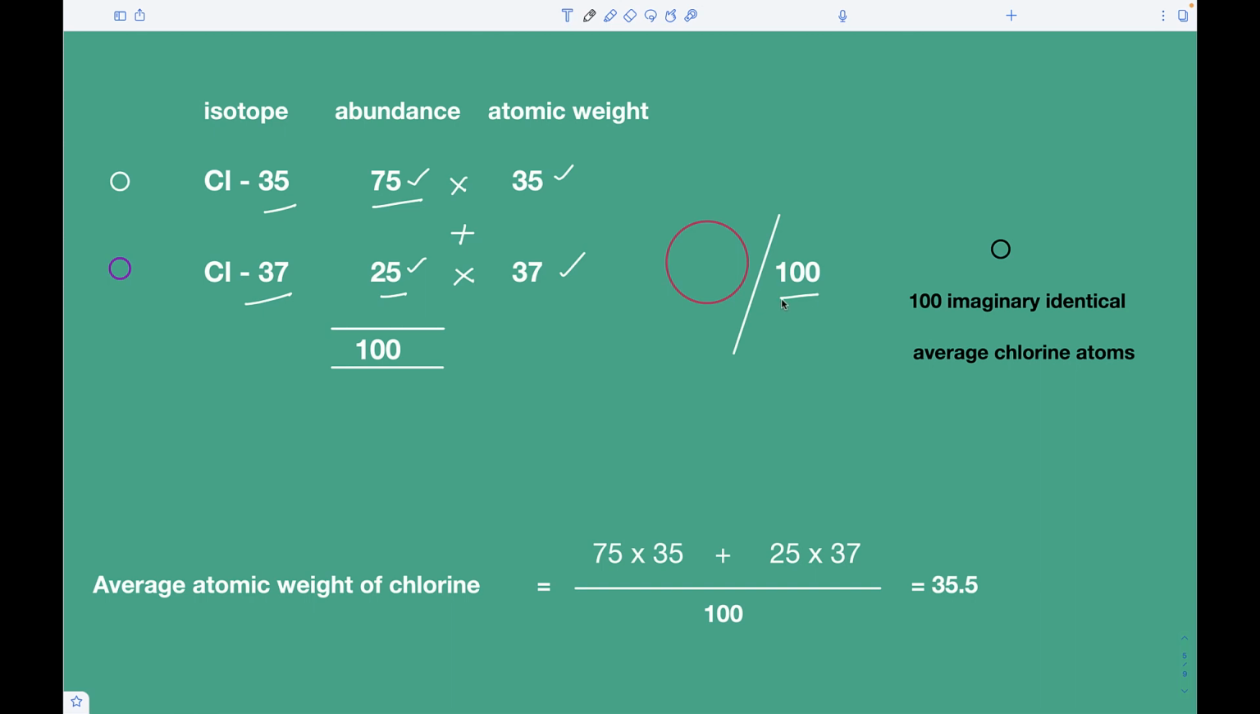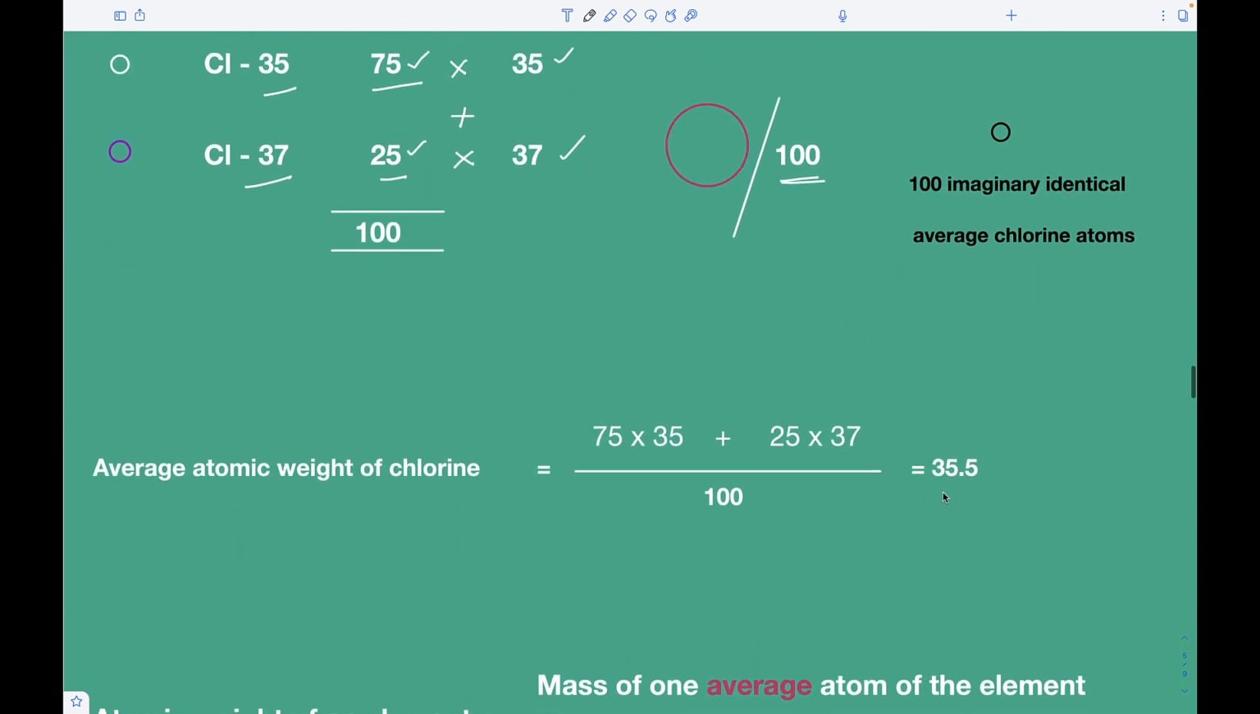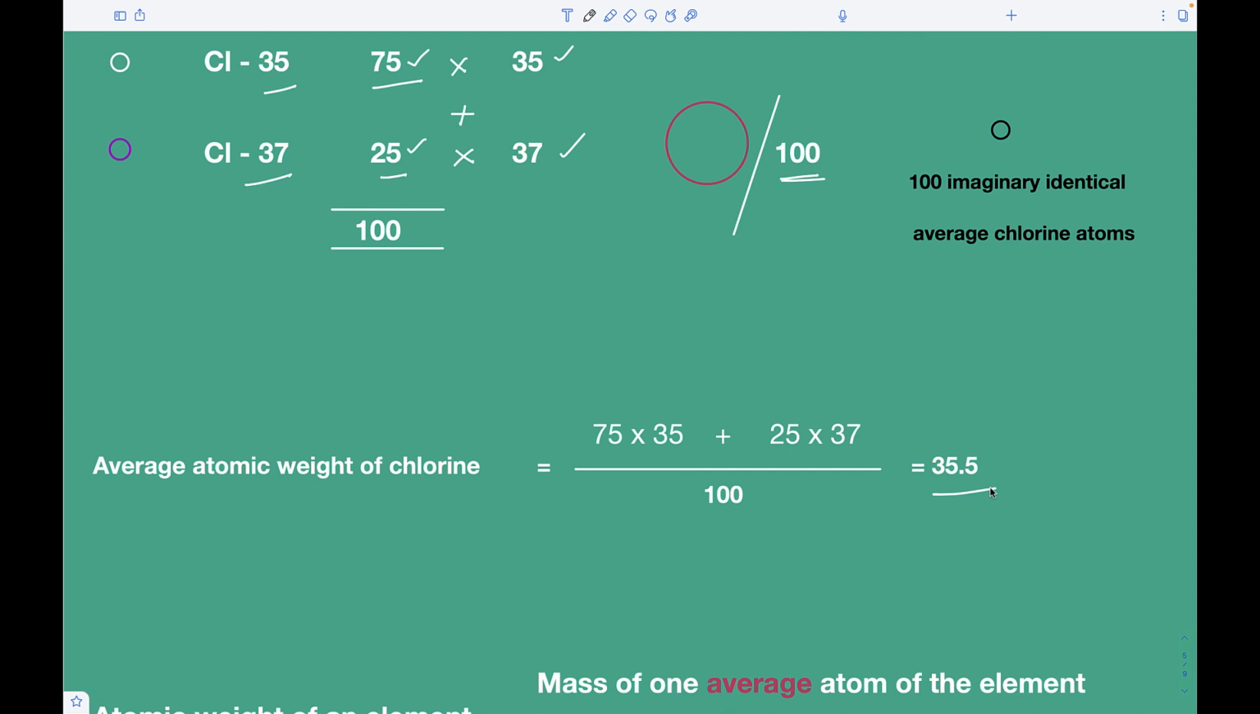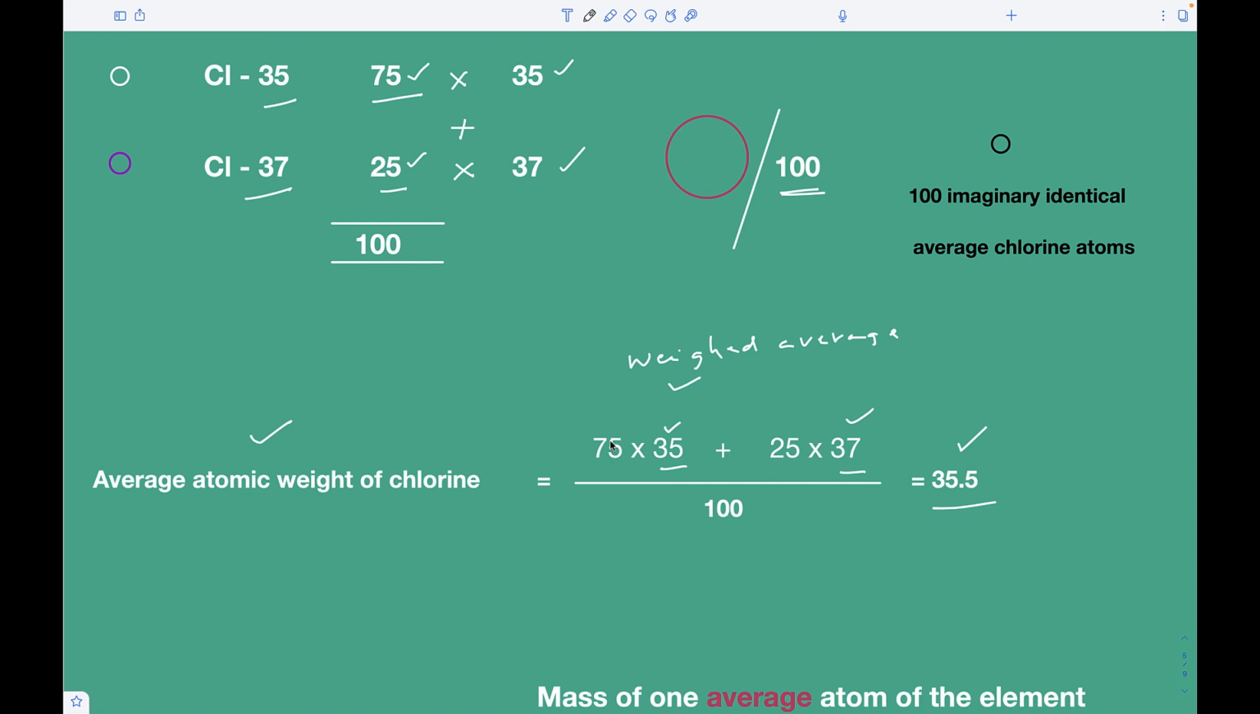Then you are dividing that lump into 100 equal identical atoms. So when you divide it by 100, you will get a value of 35.5. And this is what we call weighted average. And this value is what is called the average atomic weight of chlorine. So average atomic weight of chlorine is the weighted average of atomic weights of different isotopes of that element, taking into account their relative abundances.